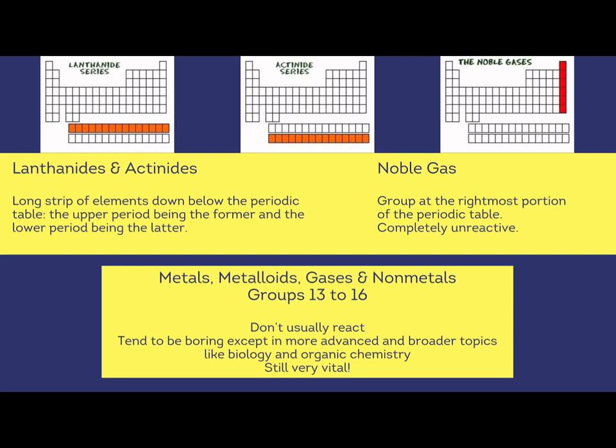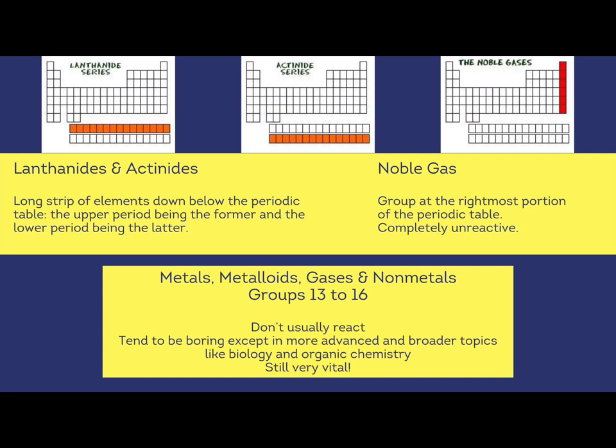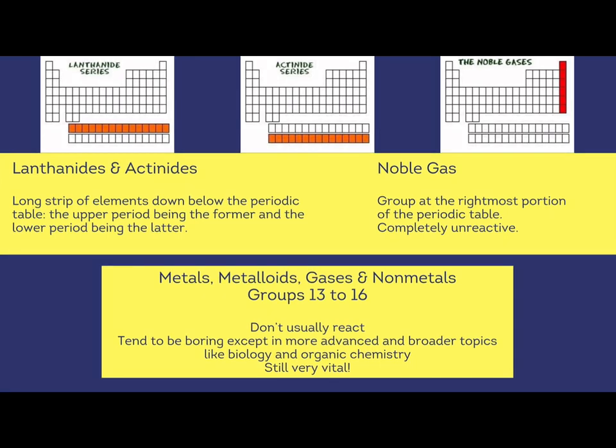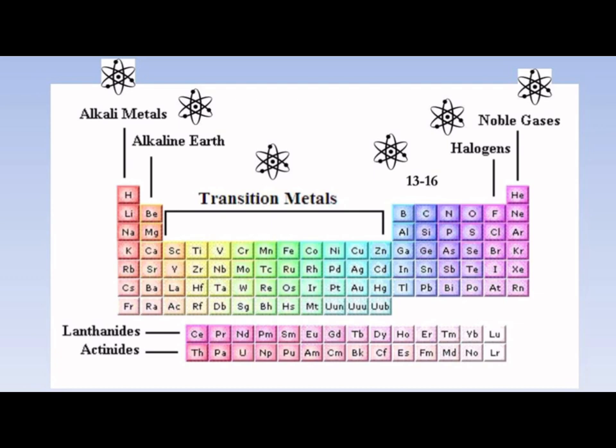The metals, metalloids, gases, and nonmetals characterize groups 13 to 16. They don't usually react and tend to be boring except in more advanced and broader topics. However, they are still vital for life. Within this jumble is the boron family that is found in group 13. Next to it is the carbon family in group 14, followed by the pnictogens in group 15. Completing the jumble are the chalcogens that are located in group 16. This is the periodic table with all the parts in one screen.